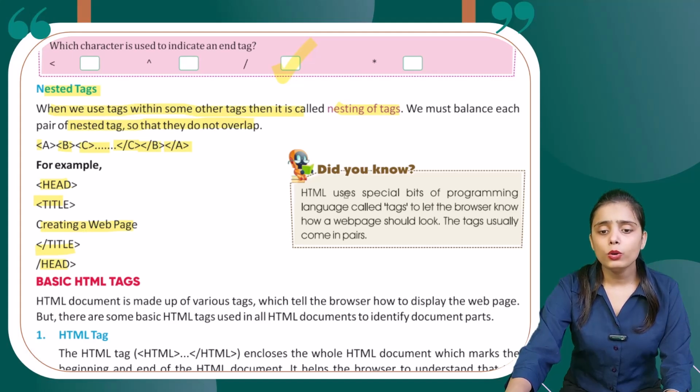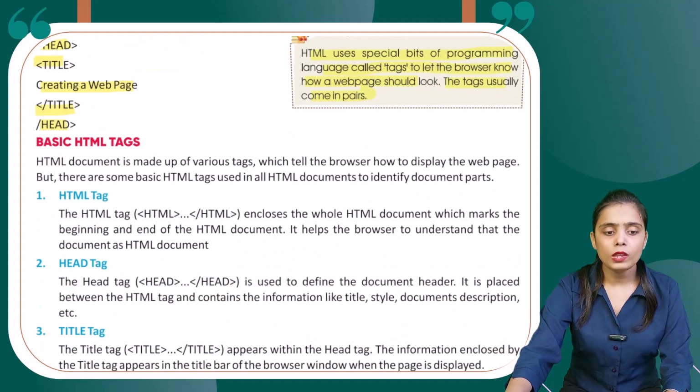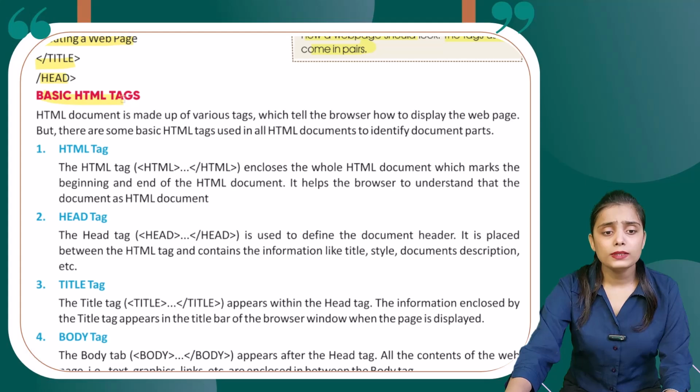Okay, now did you know HTML uses special bits of programming language called tags to let the browser know how a web page looks? The tags usually come in pairs. Okay, now let's understand some basic HTML tags. An HTML document is made up of various tags, right, which tell the browser how to display the web page, but there are some basic HTML tags used in all HTML documents to identify document parts.